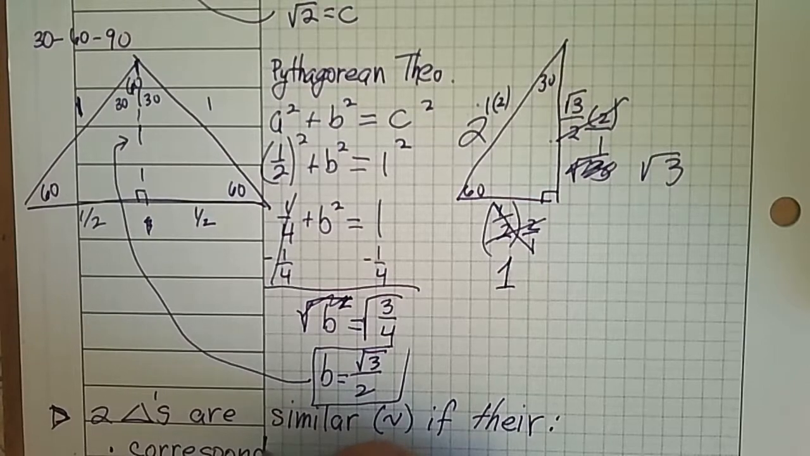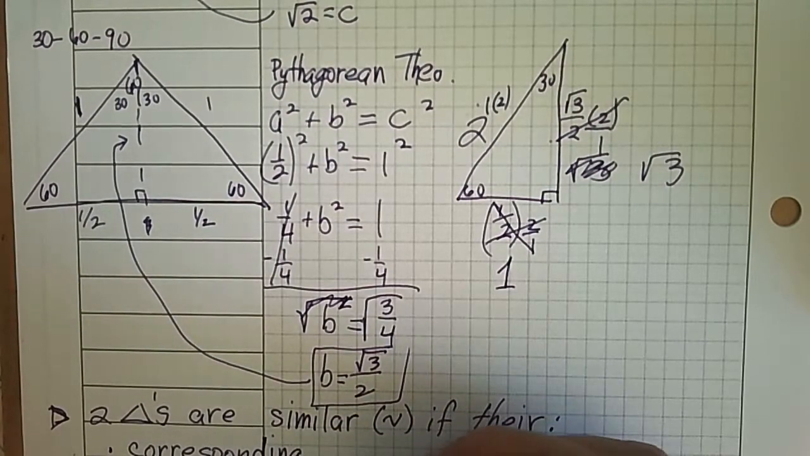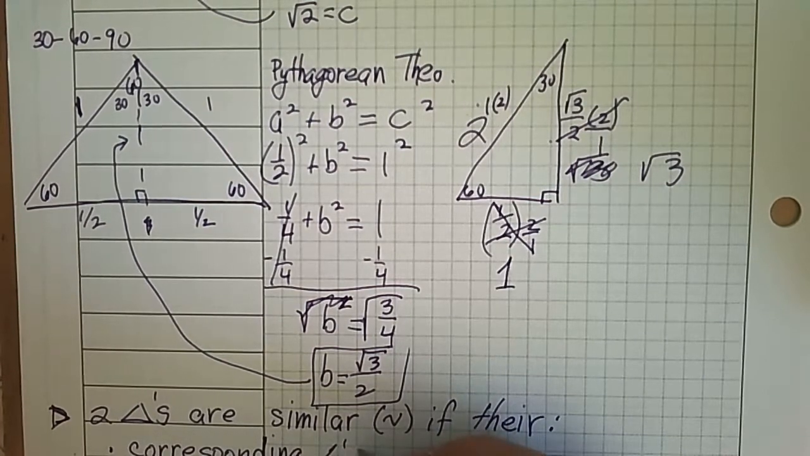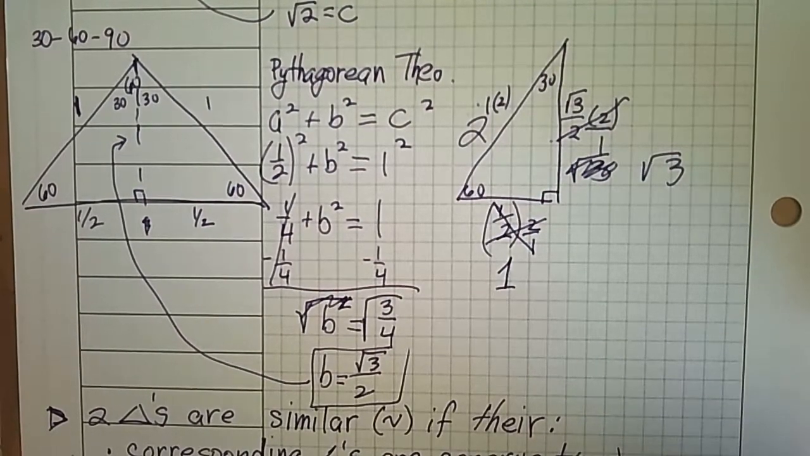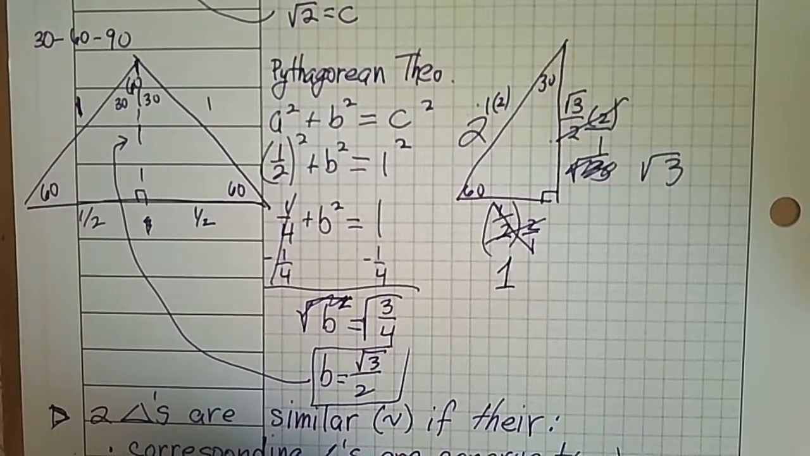When I do examples, you will understand what corresponding means. Corresponding angles are congruent. We have a symbol for congruency, and that is this symbol. That means congruent.